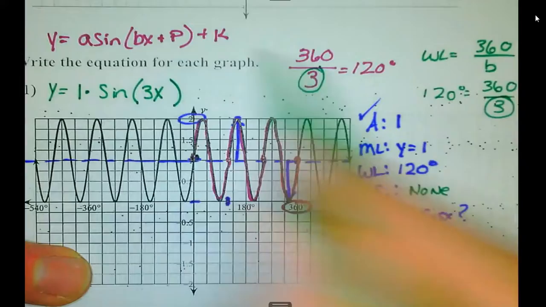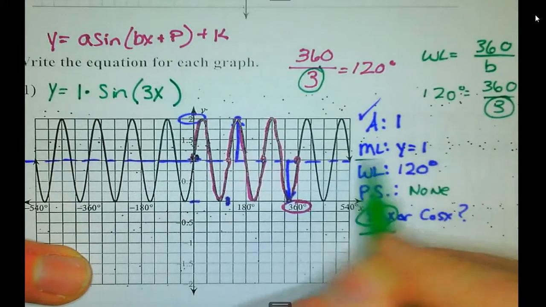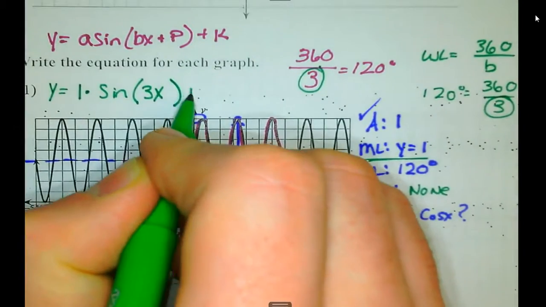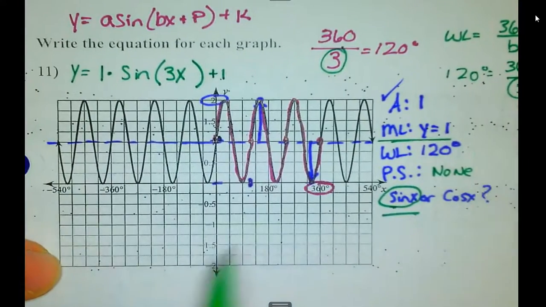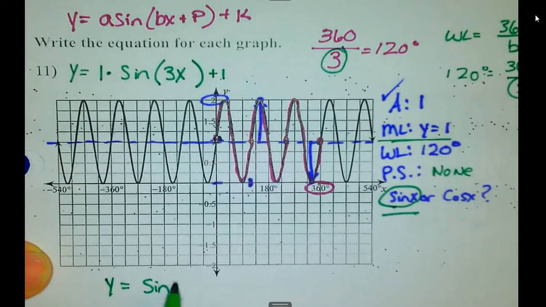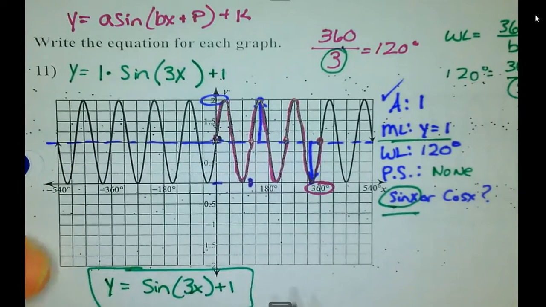And then the plus k is where the midline is. Since the midline is at 1, you put a plus 1. You can simplify this down to say y equals sine of 3x plus 1. That's the same answer.